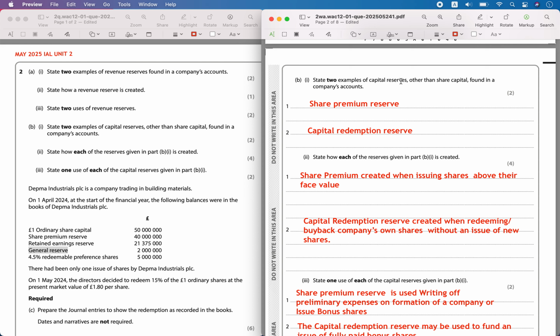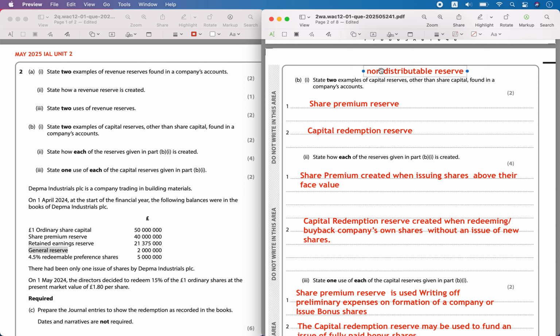Then state two examples of capital reserves. Capital reserves are non-distributable reserves. These are called non-distributable, which means I can't use them for the issue of dividends or the issue of new shares. These are usually generated from capital profits.